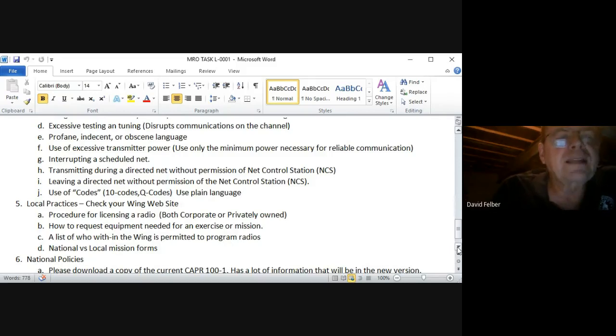Just some local practices. This mainly applies to Illinois Wing. Procedures for licensing a radio, corporate or privately owned: the Illinois Wing website, communications tab, has those procedures. Basically, you turn in the information, and if the radio meets qualifications, if it's a corporate radio, it will be licensed. If it's a privately owned radio that meets the qualifications, then it can be licensed too.